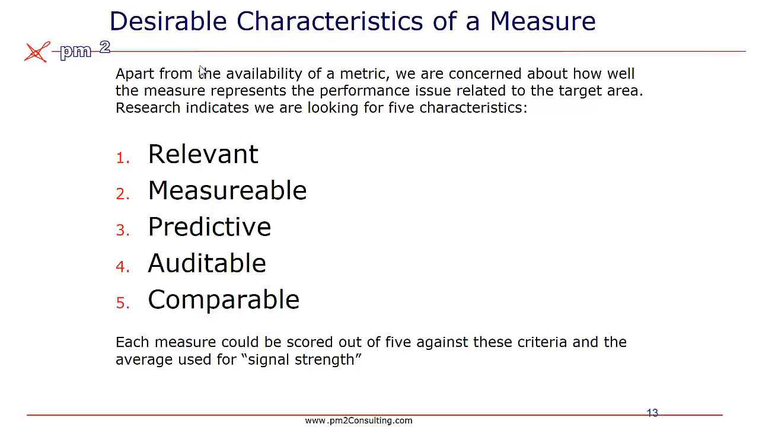As we describe the signal strength of measures, we typically look for 5 attributes. Is that measure relevant? If it's relevant to the issue, it has a better signal strength. Is it actually measurable? Is it predictive of future relationships? Is it auditable? And finally, is it comparable? Can I compare it to other organizations? And we can score a measure against those 5 attributes to give you its signal strength.